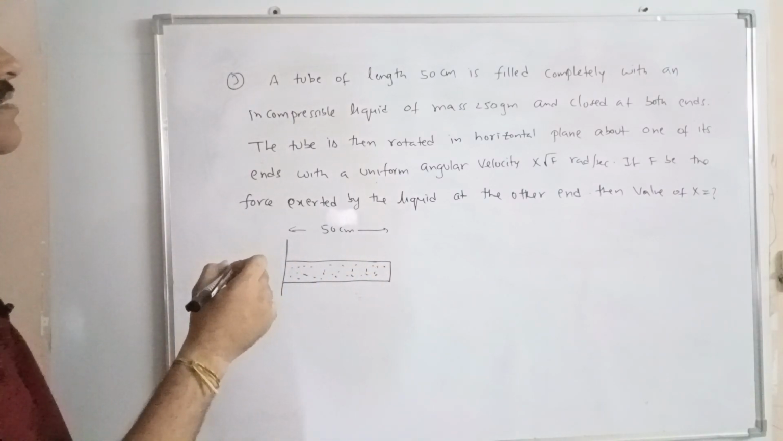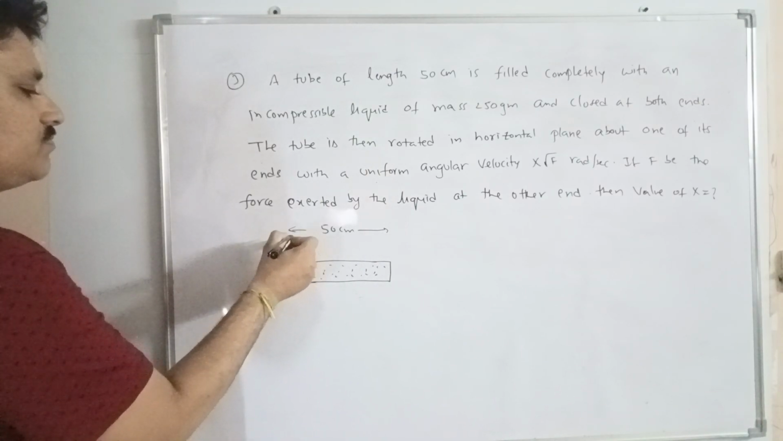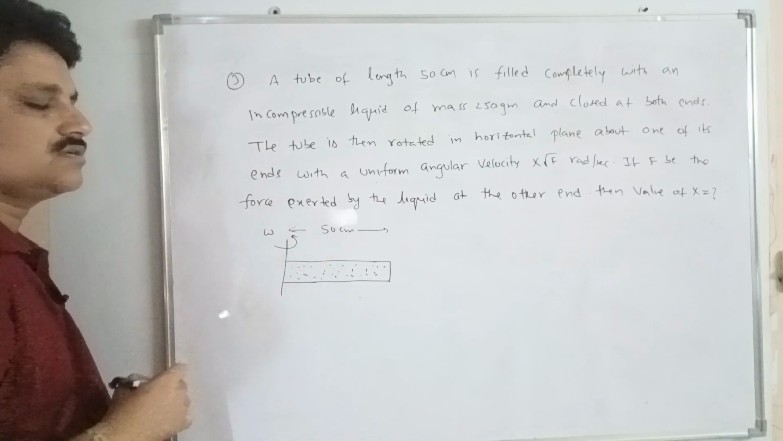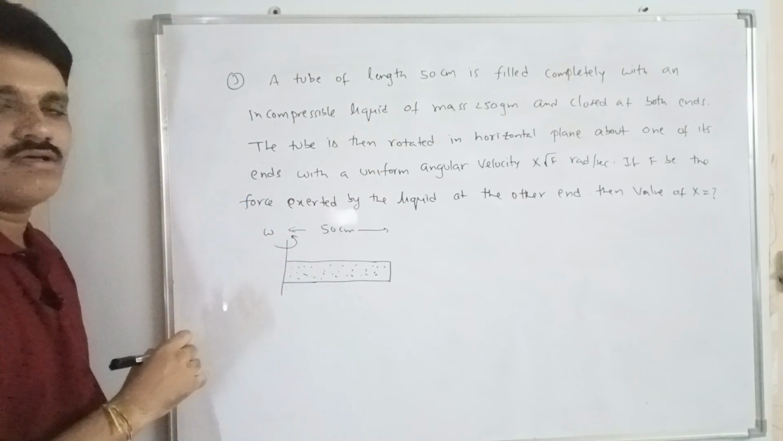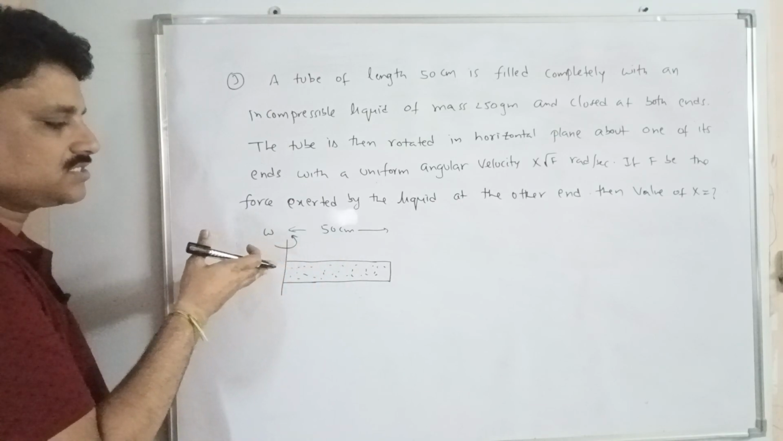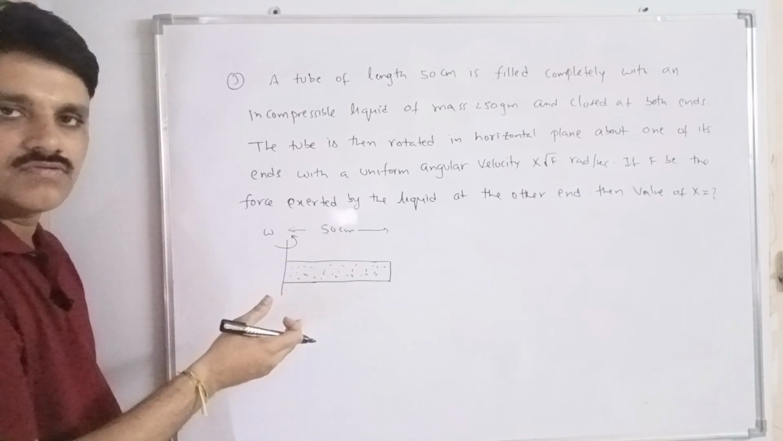See the next: it is rotated in a horizontal plane. The tube is rotated in this way with an angular velocity omega. Then the force exerted by the liquid on the other end, because when it is rotated, the liquid will exert force on the other end, like a centrifugal force.